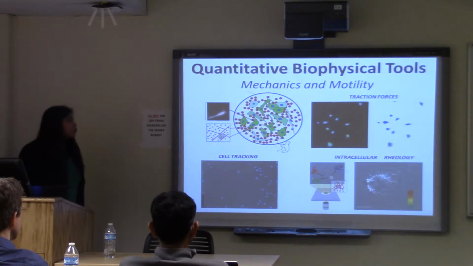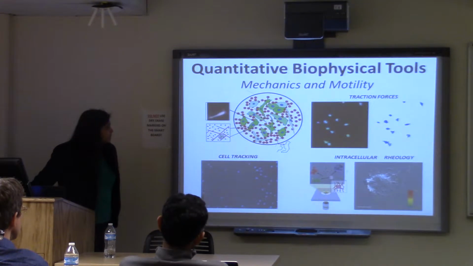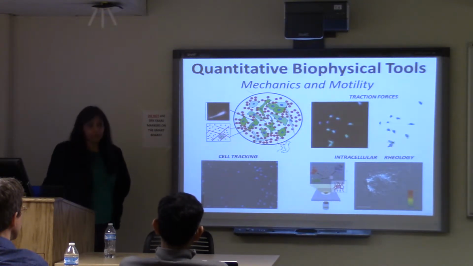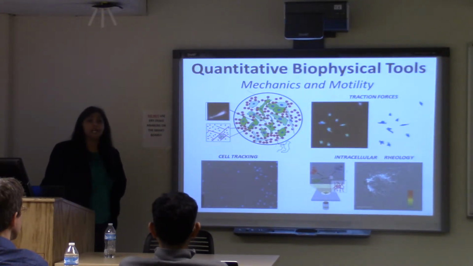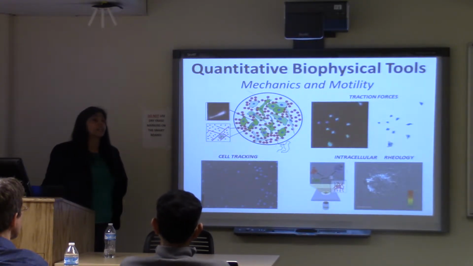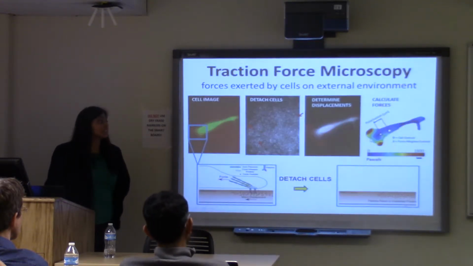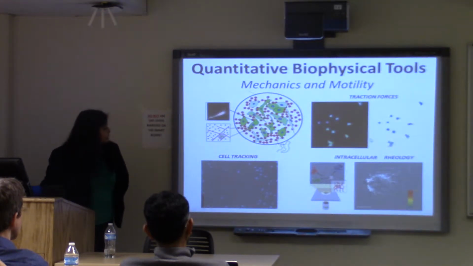And so some of the tools that we have in our toolbox are things like traction force microscopy, which allows us to measure surface traction forces. This is a stress strain measurement where we're measuring displacements of particles that are embedded in an elastic substrate, and then we're using those to determine the stress profile. And that stress profile changes as the cell undergoes migration.